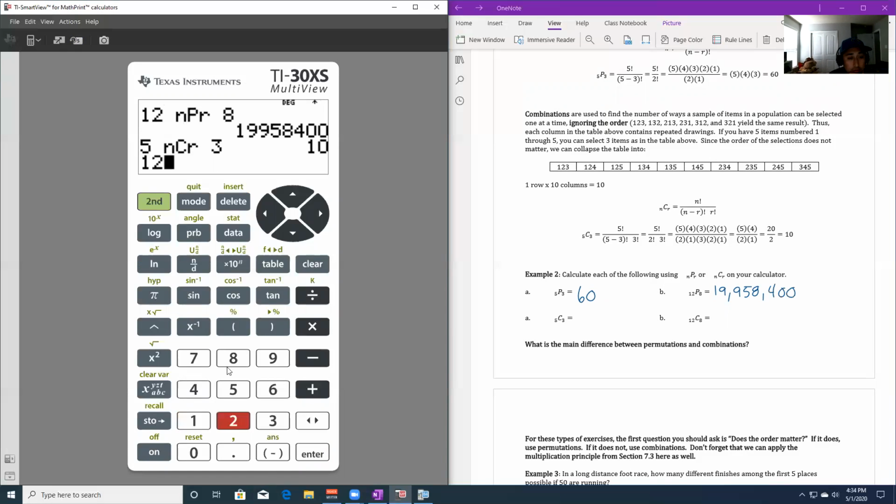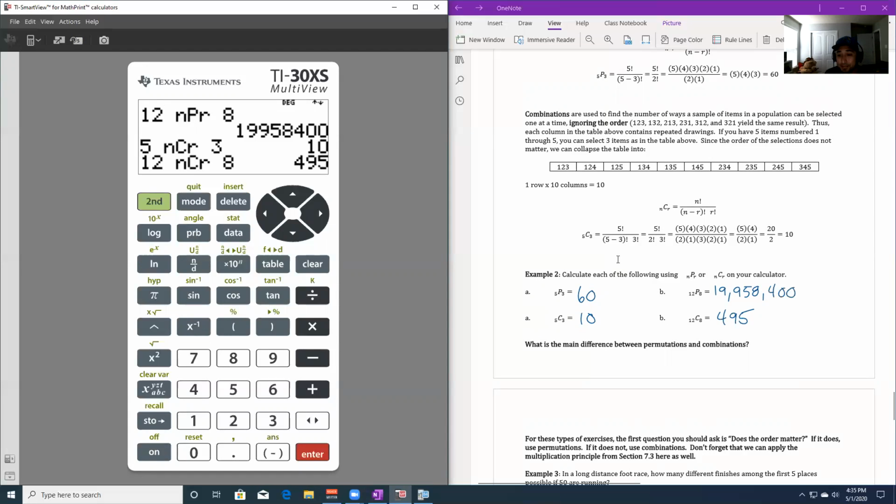And 12 combination 8, 495. Okay, so that's how we type them in our calculator.